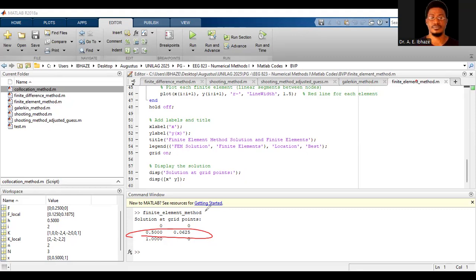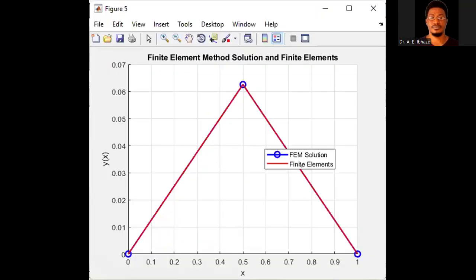So one more method we'll look at is the collocation method. And we can also see the plot for the finite element method. So that's what we get, where we have the finite element solution and the exact solution. So they overlap.